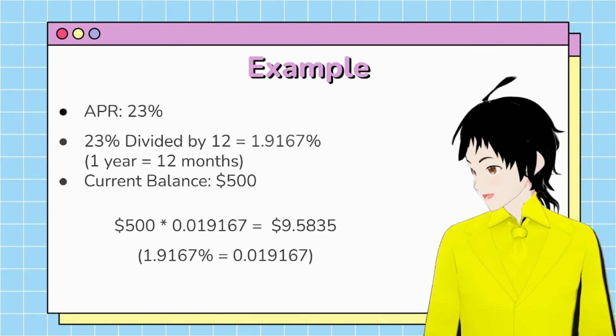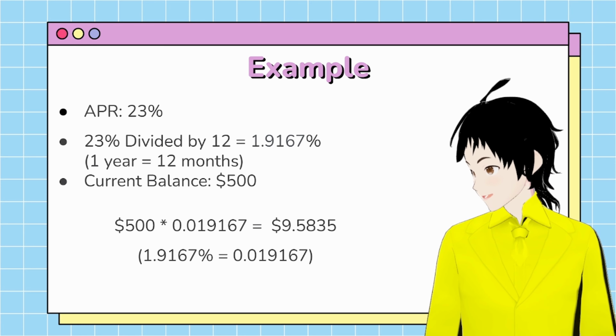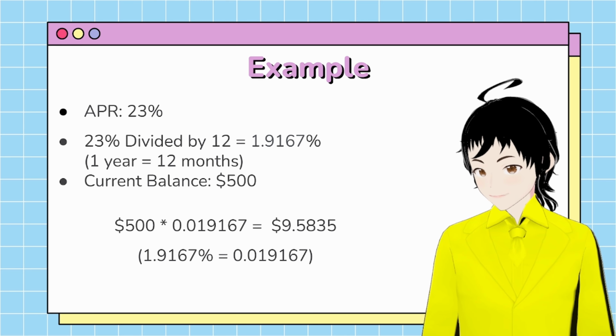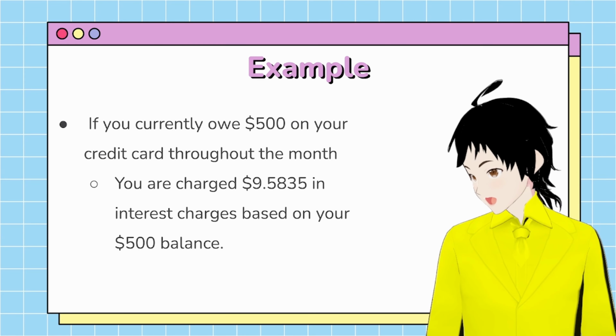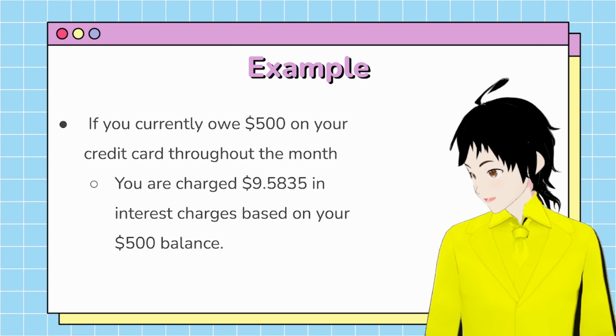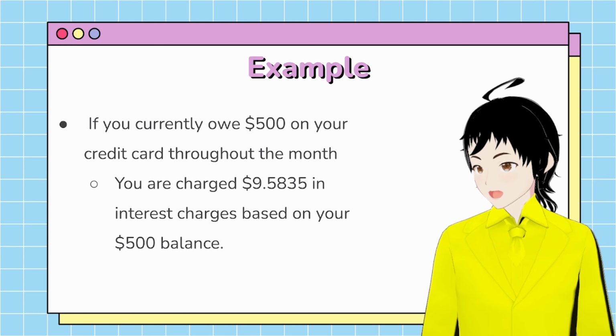We're going to take that $500 and multiply that by 0.019167, which is from our 1.9167%. This totals out to be 9.5835, or $9.58. If you currently owe $500 on your credit card throughout the month, you're going to get charged an additional $9.58 in interest based off your $500 balance.